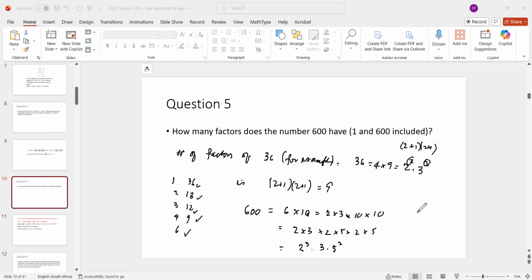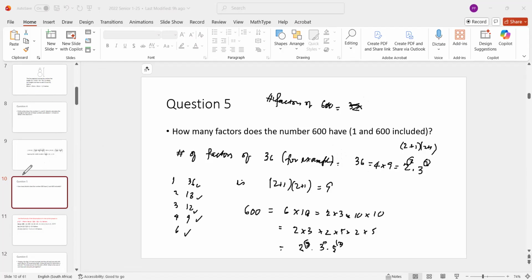So therefore, the number of factors of 600 equals, you take the exponents, 3, the exponent here is 1, 3 to the 1, and increase it by 1. I'm sorry.